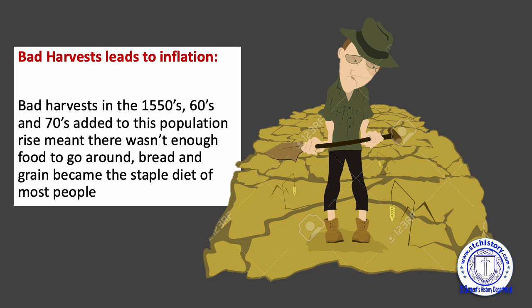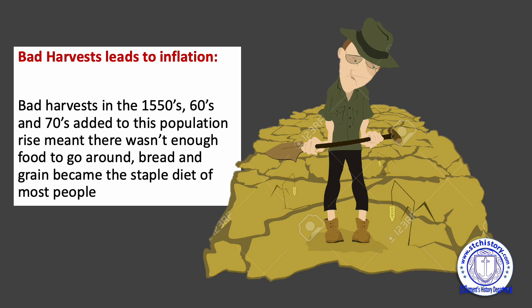So there's not enough food to go around anyway. Bread and grain becomes the staple diet of most people. Similar in Germany, of course, remember under the Nazis, where rye bread and all luxuries essentially went away, didn't they? We've got the same kind of situation here. So the staple diet for these people would be bread and grain. And of course, we need the harvest to be good, to have bread and grain.